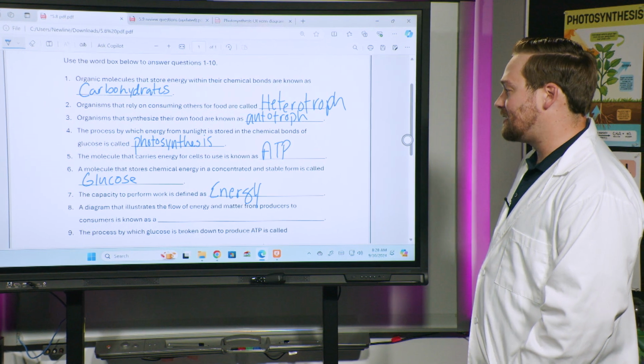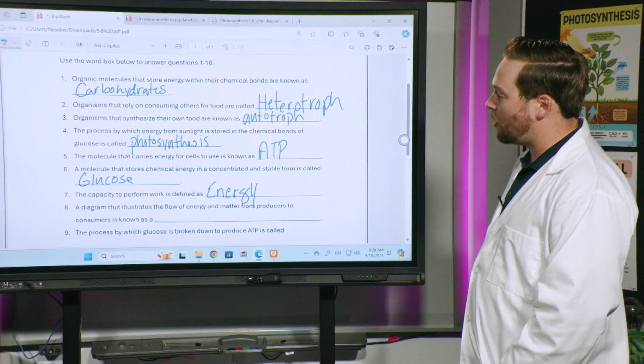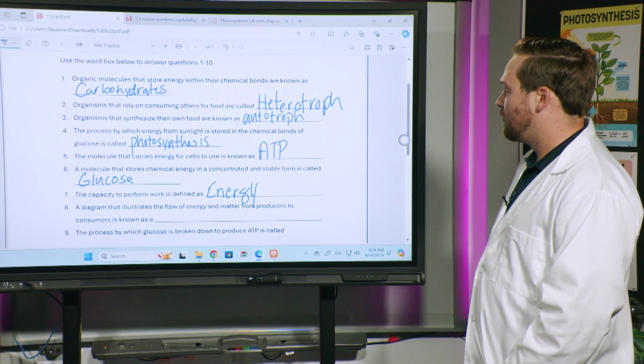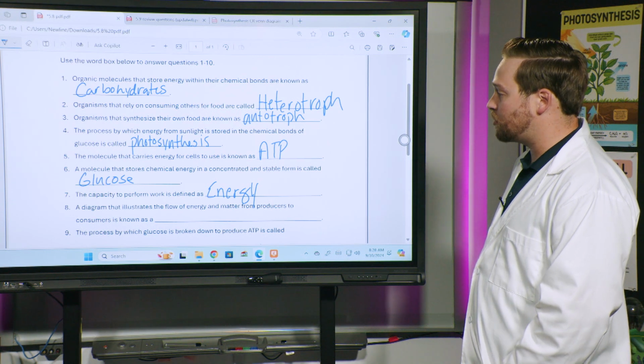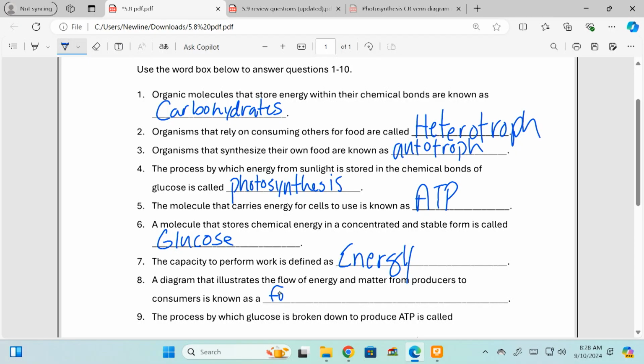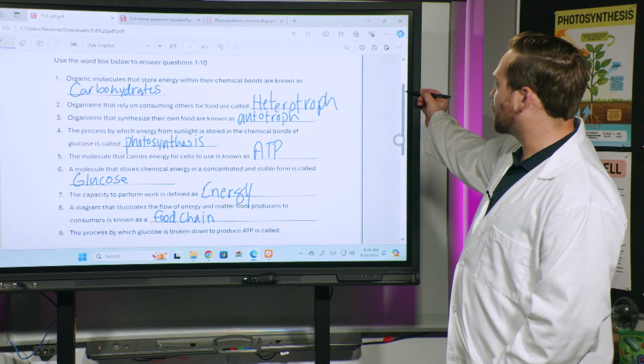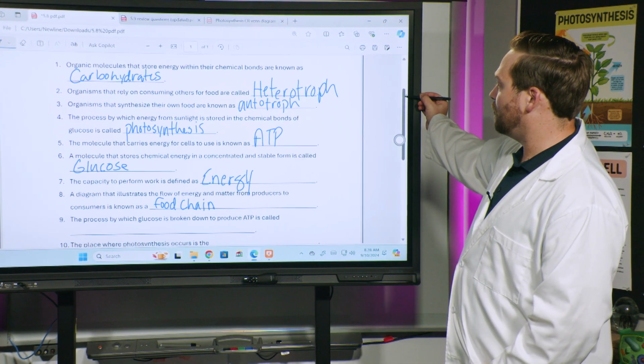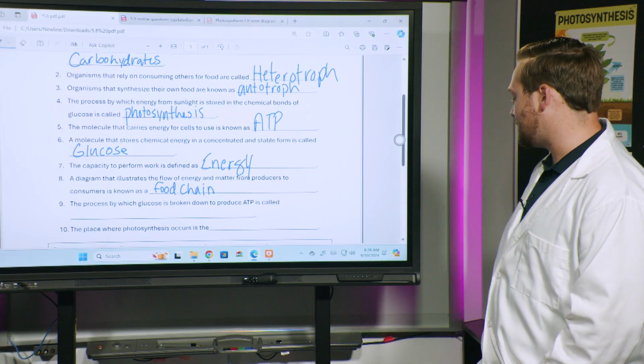Number 8, a diagram that illustrates the flow of energy and matter from producers to consumers is known as a what? This is known as a food chain. A food chain is how you can show how energy moves through the environment. All right, make sure you got these first couple ones. I'm going to scroll down a little bit. All right, here's 9 and 10.